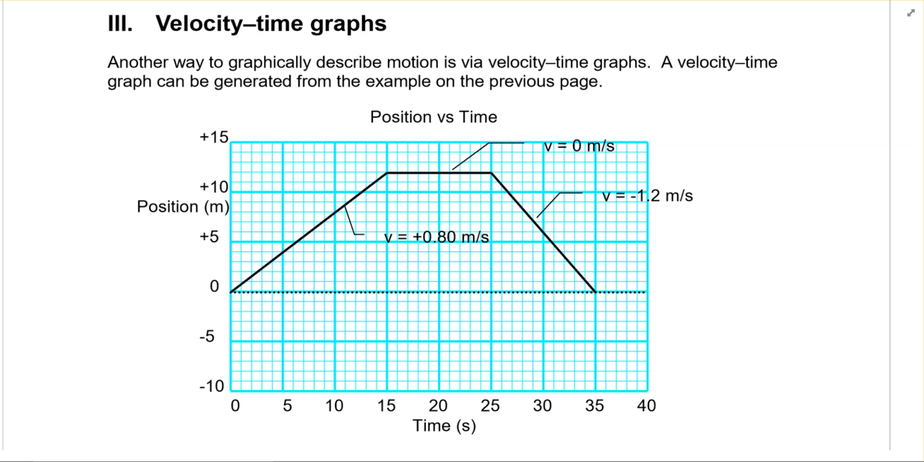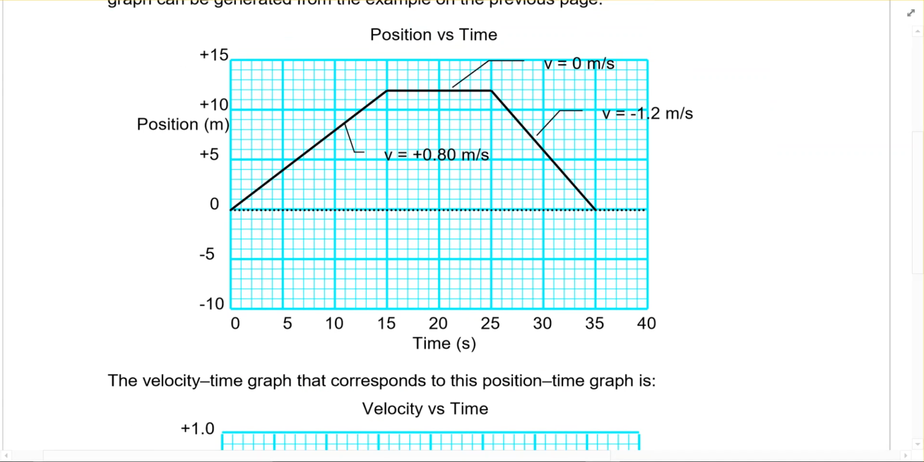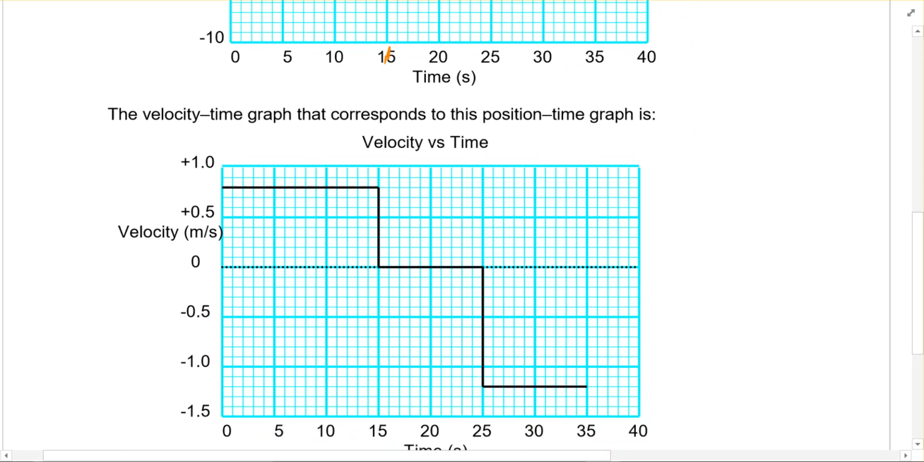So moving on to velocity time graphs. This is actually the graph that was on the last video. You can see that from 0 to 15, we figured out that the velocity was positive 0.8 meters per second. The middle section was 0 meters per second, and then from 25 to 35 was negative 1.2 meters per second.